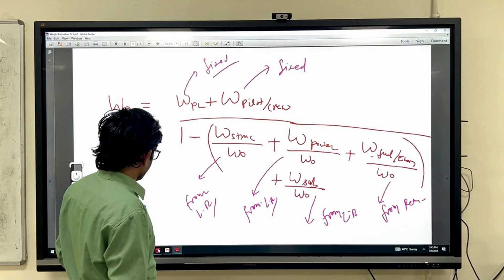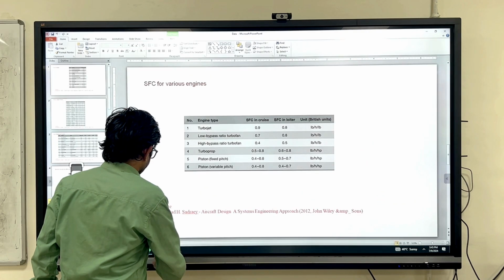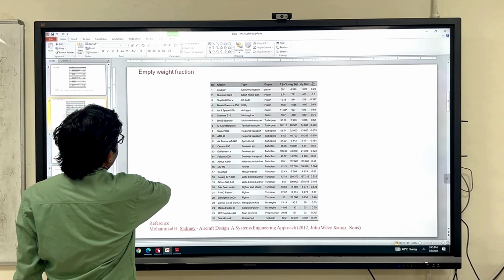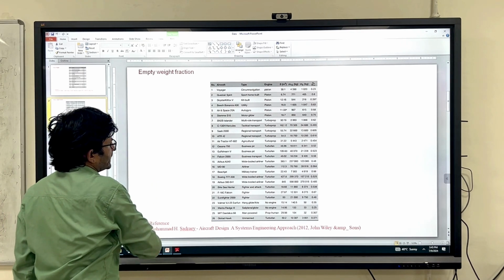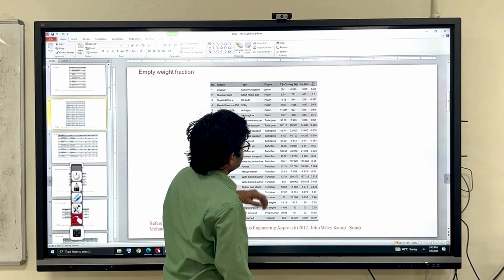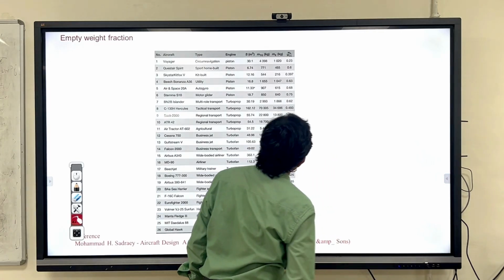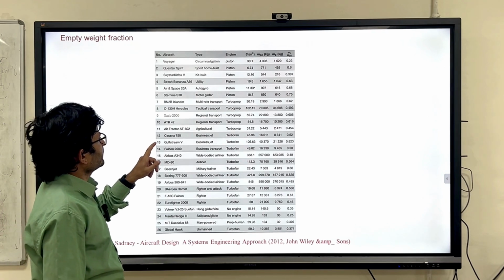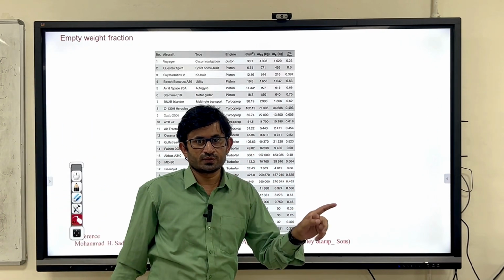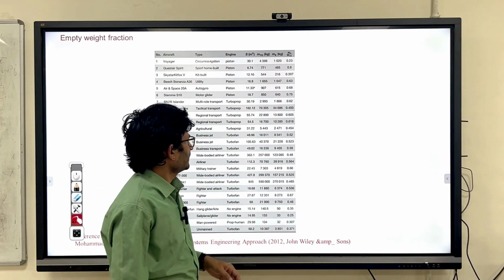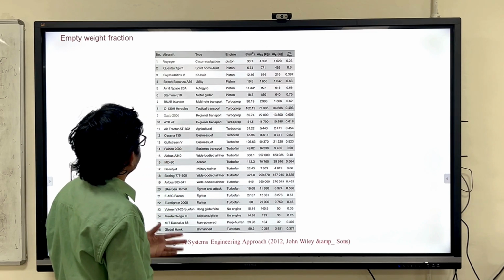Okay, so we'll have a little bit of a feel for the past historical data. What we can look at first, as I told, is the empty mass fraction. So empty mass is the total mass of the aircraft when you exclude the fuel weight and crew weight, okay, as well as the payload weight.